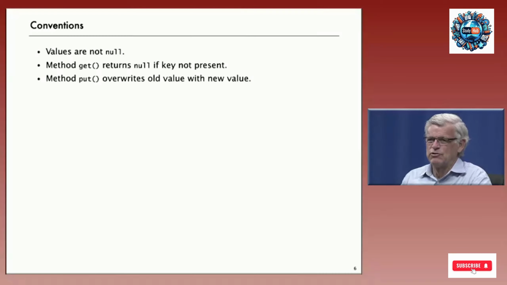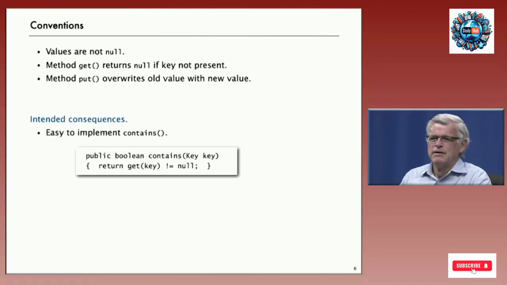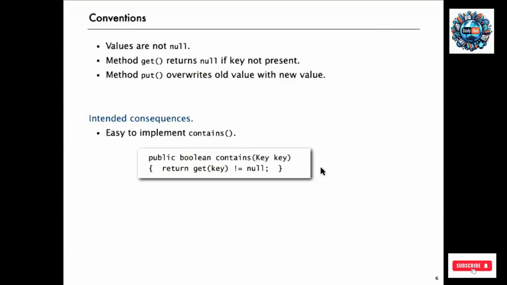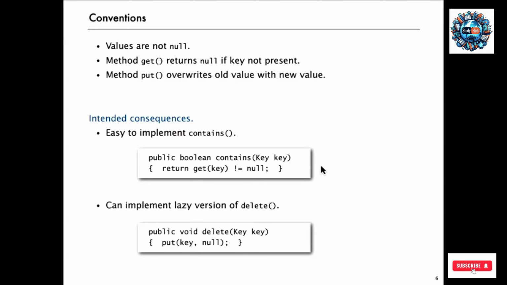And also, the associative array abstraction is that the put method will overwrite an old value with a new value. So these are our consequences. The contains implementation is the same for all our symbol table implementations. If get returns a non-null value, then there's a value corresponding to that key in the table. If it returns null, it's not. Get returns null if the key is not present.